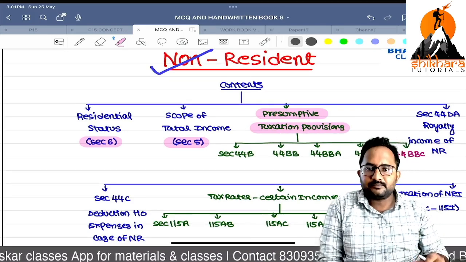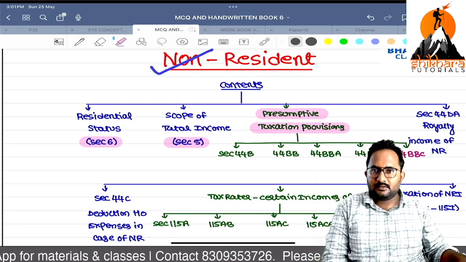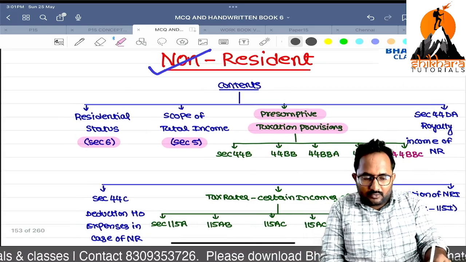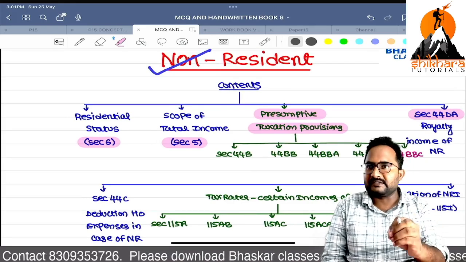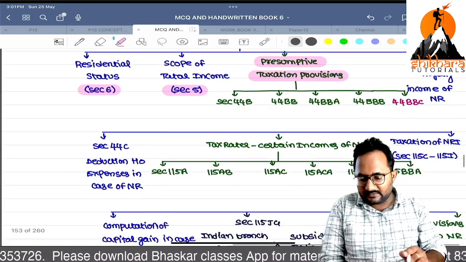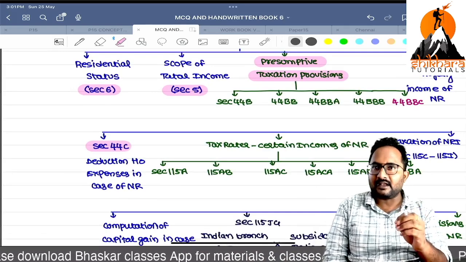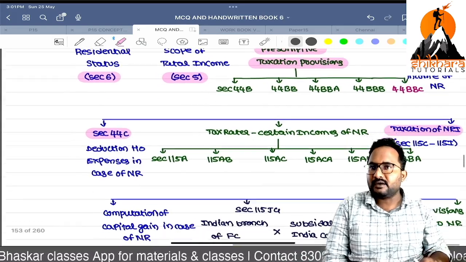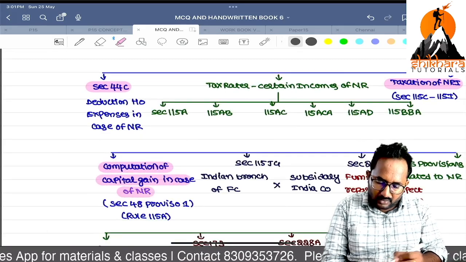What about resident? Already covered in which chapter? PCBP. Already covered in PCBP. Next, I want to tell you section 44DA, royalty income, if anything is there for non-resident, what is that tax liability and how we are going to calculate. Next, 44C is deduction of head office expenses in case of non-resident. That also we can cover. And I want to tell you taxation of NRI. And next, computation of capital gain in case of non-resident.